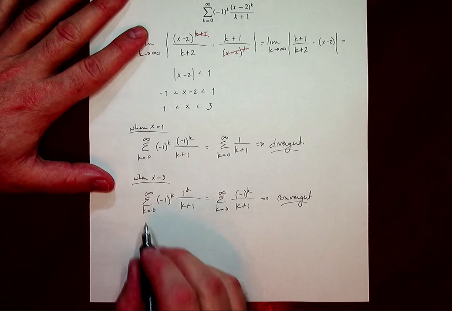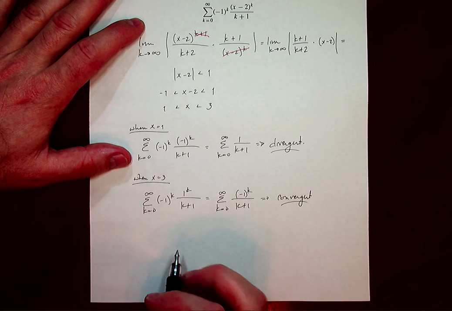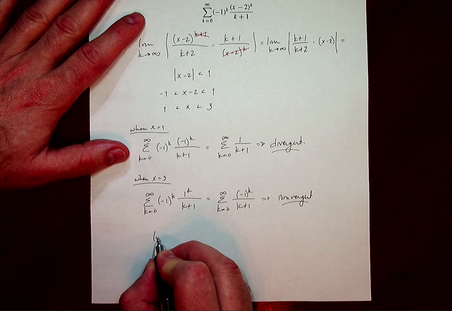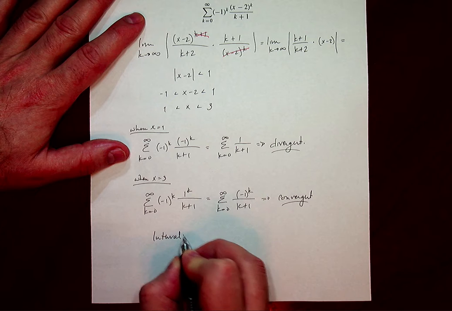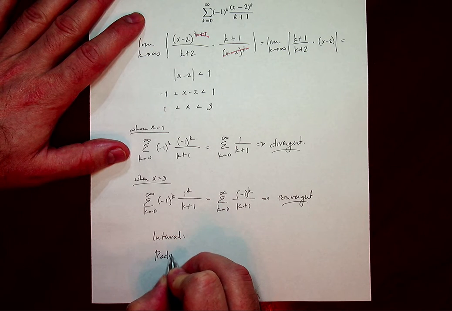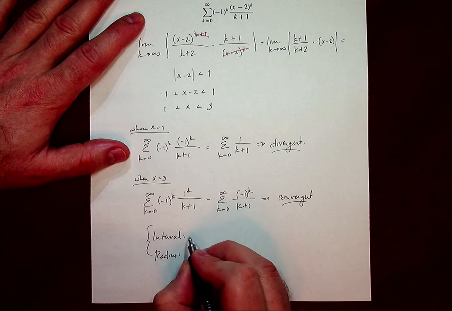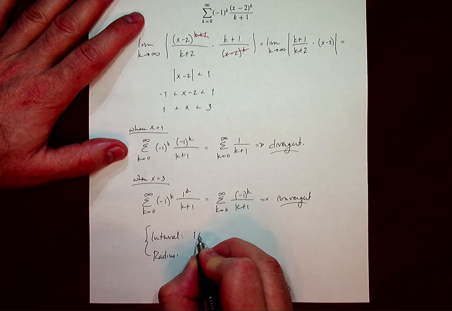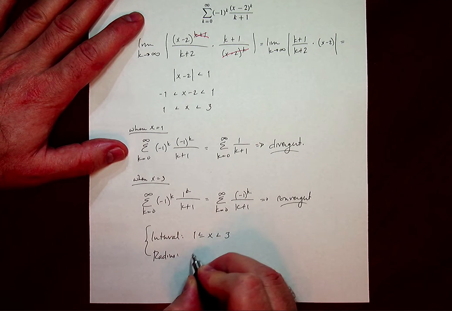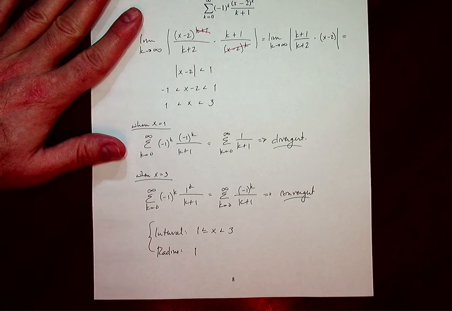So if 3 is convergent and 1 is divergent, we know that the interval is going to be 1 to 3, but the 1 is going to be inclusive. And we know that our radius, of course, again, is just 1.